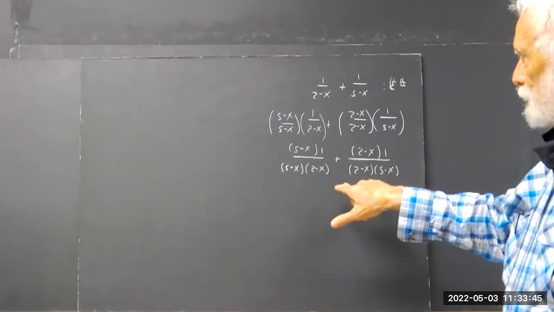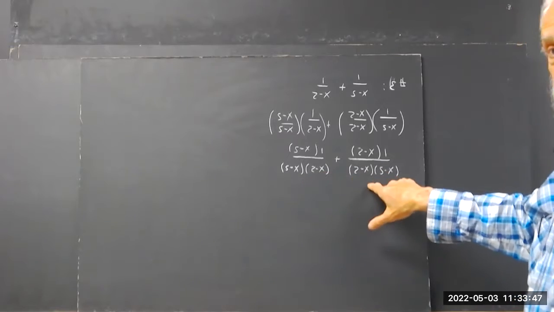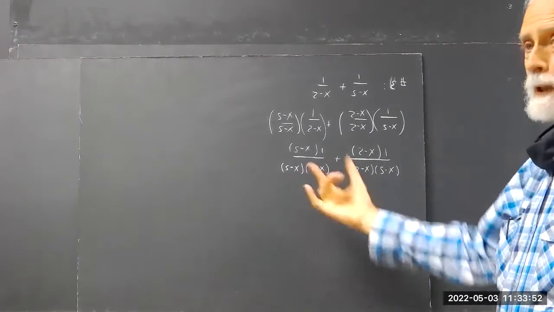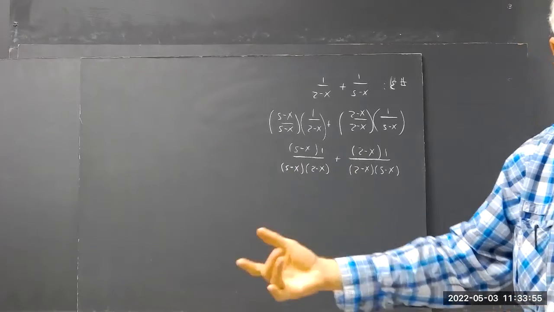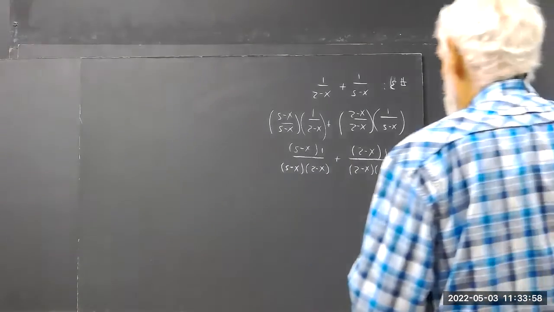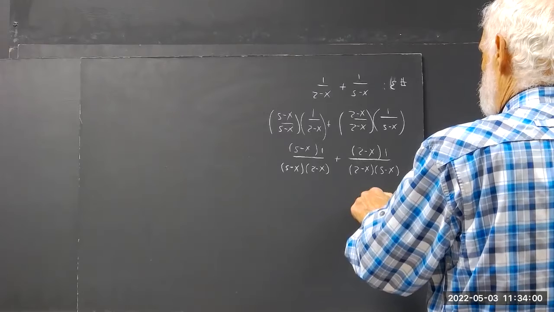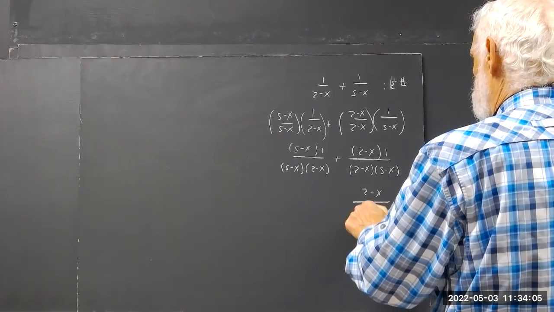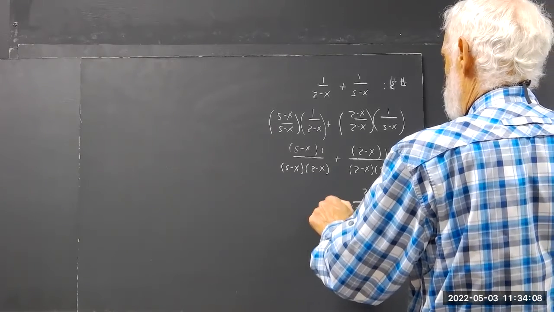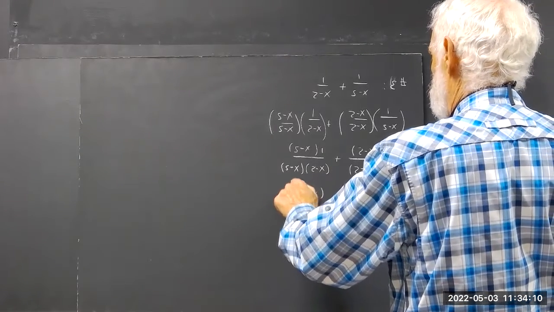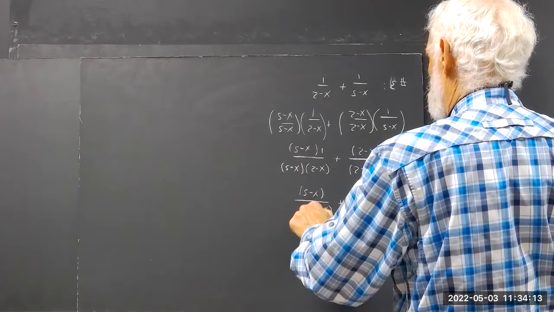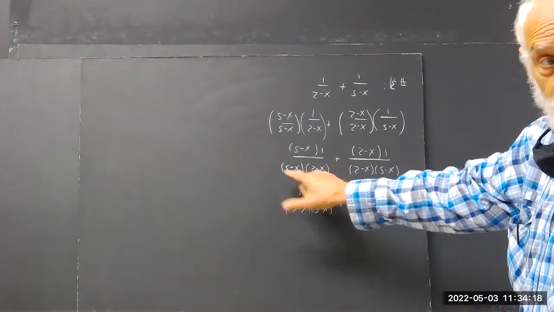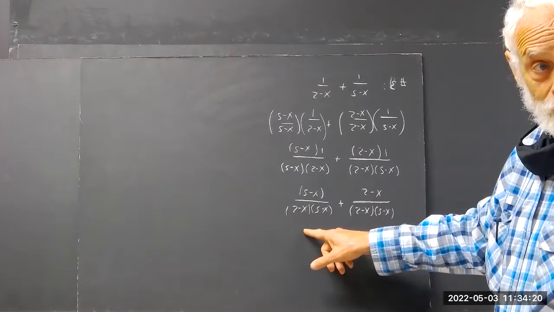Well, x minus 5 times x minus 2 is the same as x minus 2 times x minus 5, because the order doesn't matter. We say multiplication is commutative. So the first fraction becomes x minus 5 over x minus 2 times x minus 5. And to that we add x minus 2 over x minus 2 times x minus 5. I've just reversed the order of these two factors here, so they look the same.